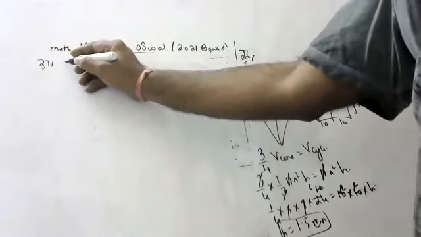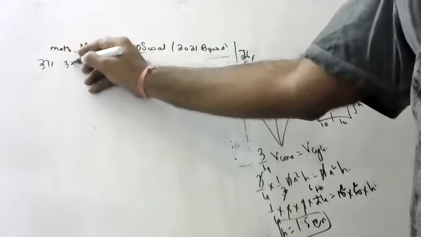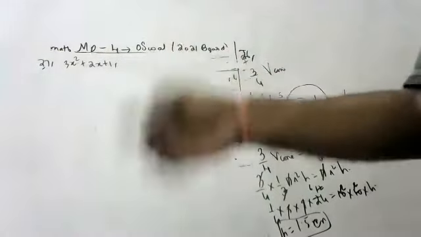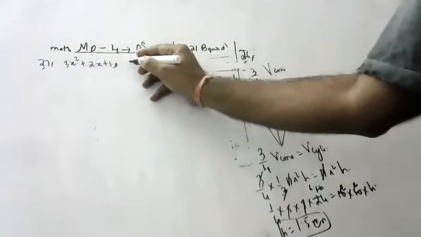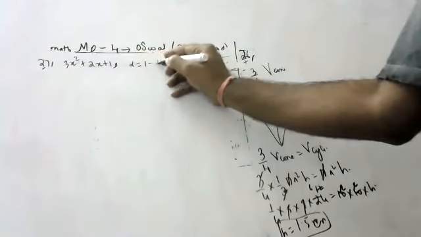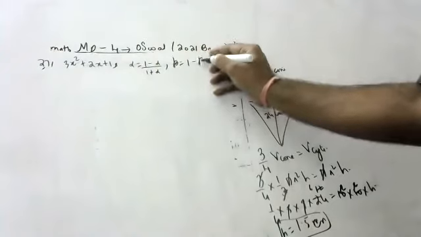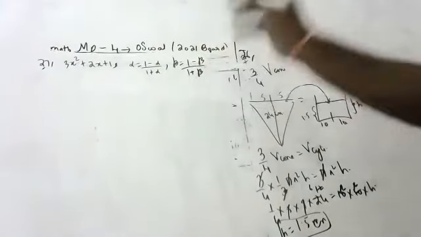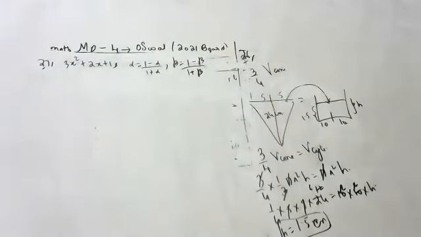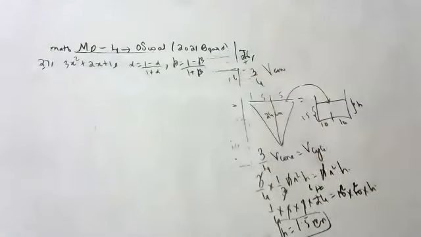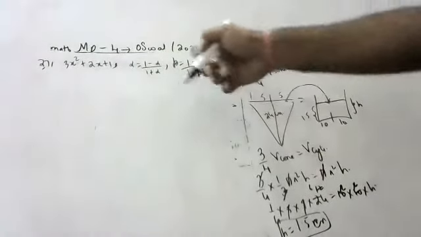Children, 3x square plus 2x plus 1 is there. Find the new polynomial whose zeros are 1 minus alpha by 1 plus alpha and 1 minus beta by 1 plus beta. This is the question. Children, if alpha and beta are the zeros of this polynomial, you have to find a new polynomial whose zeros are so and so.